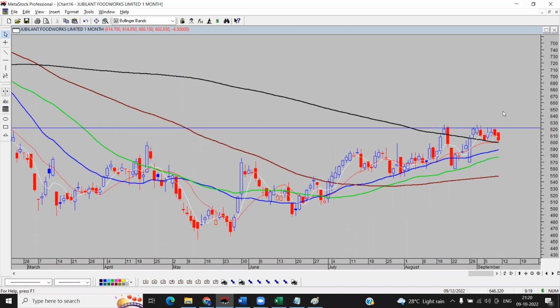Got it? I'm not saying jump into it, but keep in mind, because it's at the 200 day support area, that's why I have selected this.